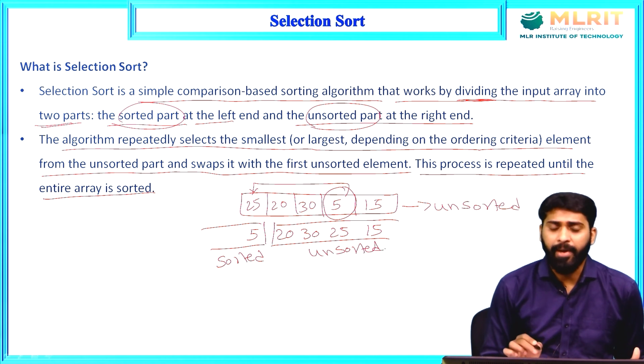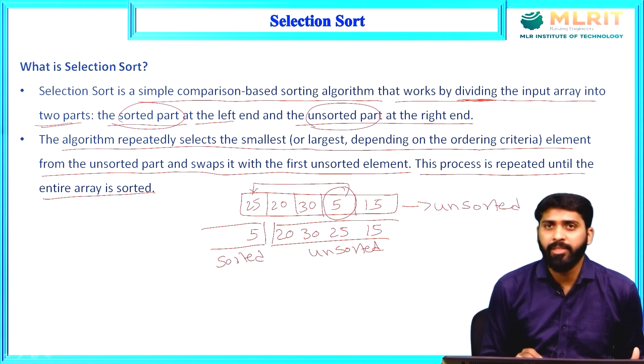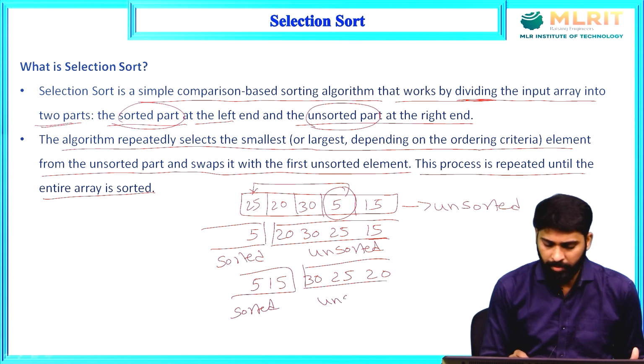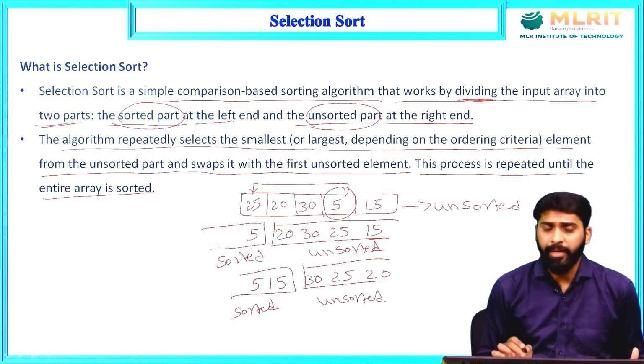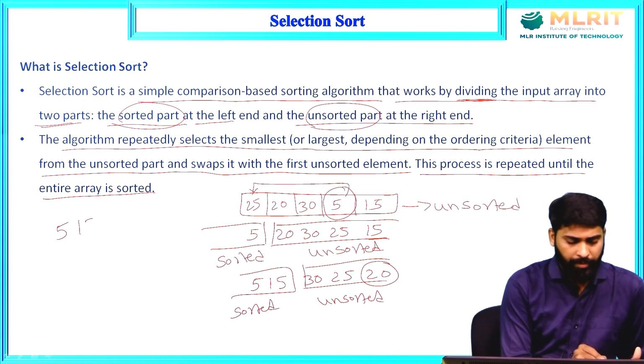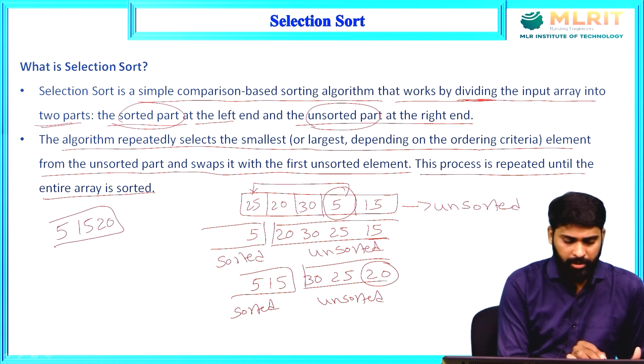Now again you apply the same algorithm on the right side, because the right side is unsorted. In this unsorted part, what is the smallest element? 15. Now we get 5, 15, 30, 25, 20. Now 5 and 15 are in sorted order, and the rest is unsorted. Again in the unsorted part, you find the smallest, 20. So 5, 15, 20 are sorted, and the remaining numbers 25, 30 are unsorted.